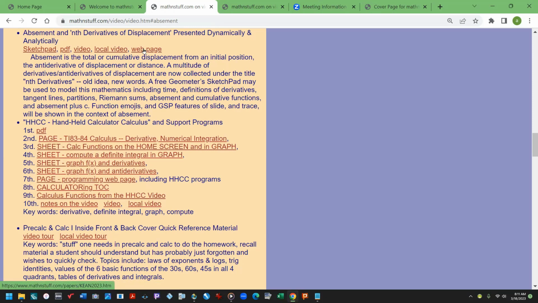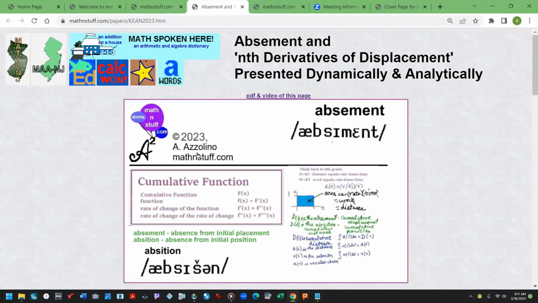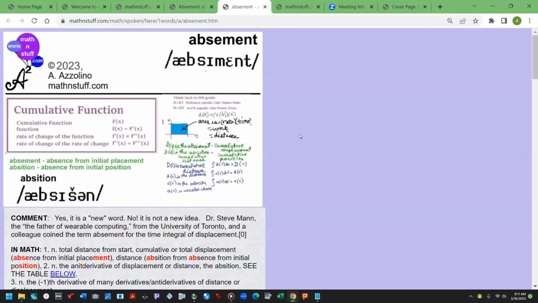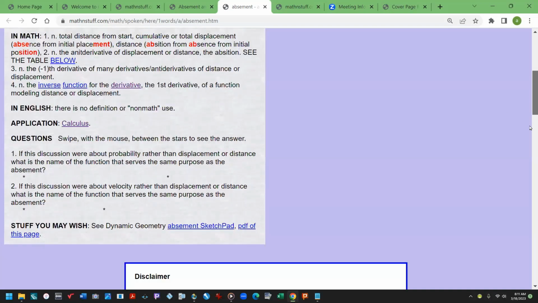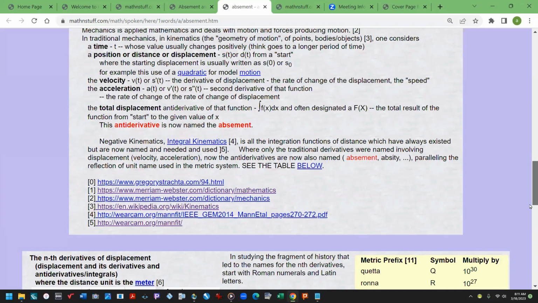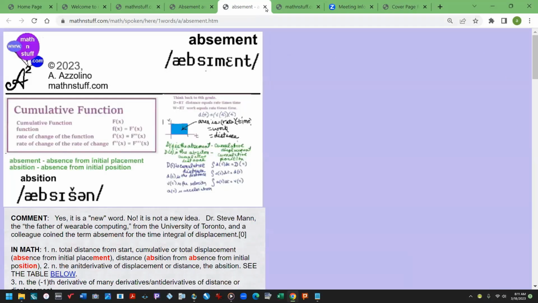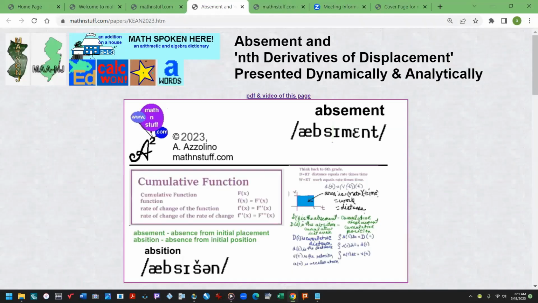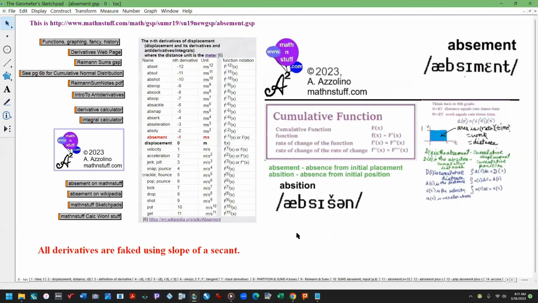We're going to the web page, and the first picture you see is from the definition in the dictionary. And that's the definition. We're now going to not bother with that. We're going to use the sketchpad. The sketchpad has the definition, and above all else, you should know that absement is a cumulative function.